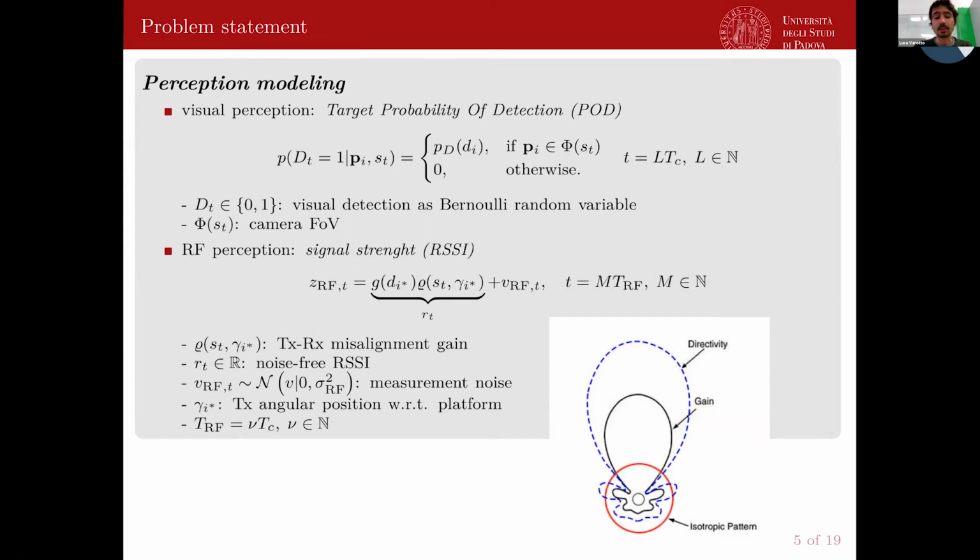Radio perception instead is supposed to be the signal strength, so the RSSI value, which is a noisy version of a deterministic quantity. The deterministic quantity RT is composed by two functions, G, which is a nonlinear function of the distance between the platform and the transmitter, and bar rho, which is a misalignment gain, which accounts for the misalignment between the antennas, between receivers and the transmitter.